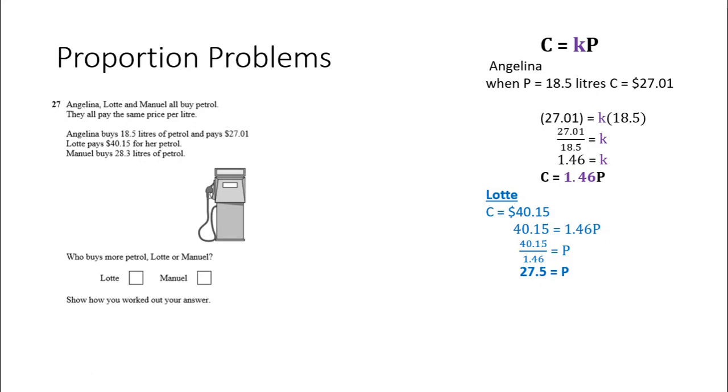Now I don't really need to do any more work here because I already know that Manuel bought 28.3 liters of petrol. If Lottie bought 27.5 liters of petrol, clearly she bought less than Manuel. So who buys more petrol? Manuel. Make sure you show this working as part of your answer.